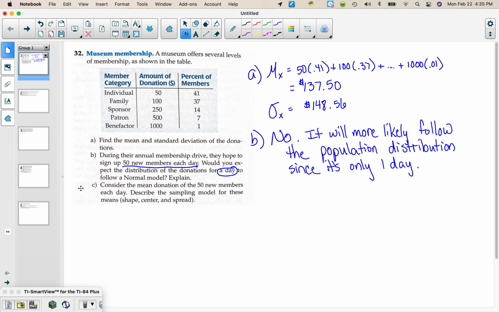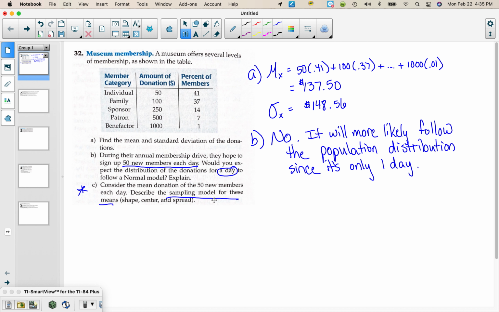Okay, so we're only looking at one day. Now, part C is where we get into our new material. Consider the mean donation of the 50 new members each day. Describe the sampling model for these means. So now it's like, okay, we have 50 new members a day for one day, and then 50 new members the next day, 50 new members the next day. So we're looking at lots of sample means. Every time we take a sample of 50, we get an X bar value.